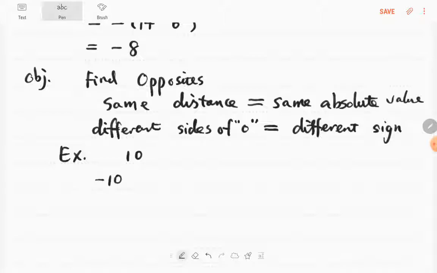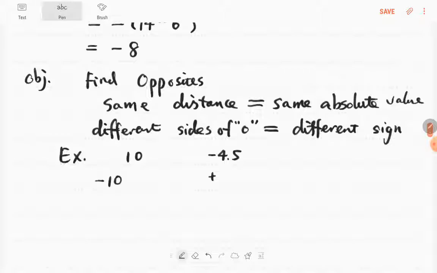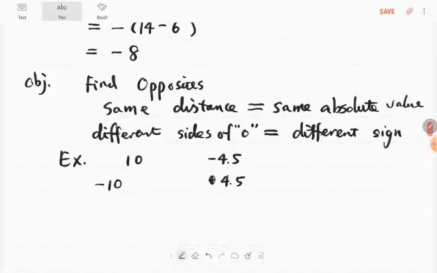Let's check another one. If the original number is negative 4.5, so different sign, our opposite will be positive, right? But with the same distance, which means the same absolute value. So the number is positive 4.5, so of course we can just write 4.5. Okay, so remember, you should check they have the same distance, which means they have the same number but different sign. That's the definition of opposites.